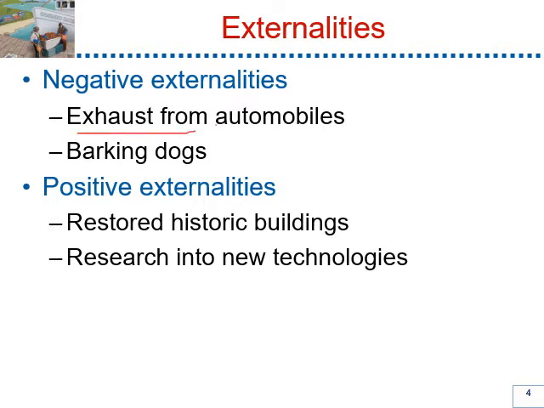Exhaust from automobiles is a negative externality because it creates smoke that people have to breathe. As a result of this externality, drivers tend to pollute too much. Barking dogs are also a negative externality because neighbors are disturbed by the noise. Dog owners do not bear the full cost of the noise, and therefore they tend to take too few precautions to prevent their dog from barking.